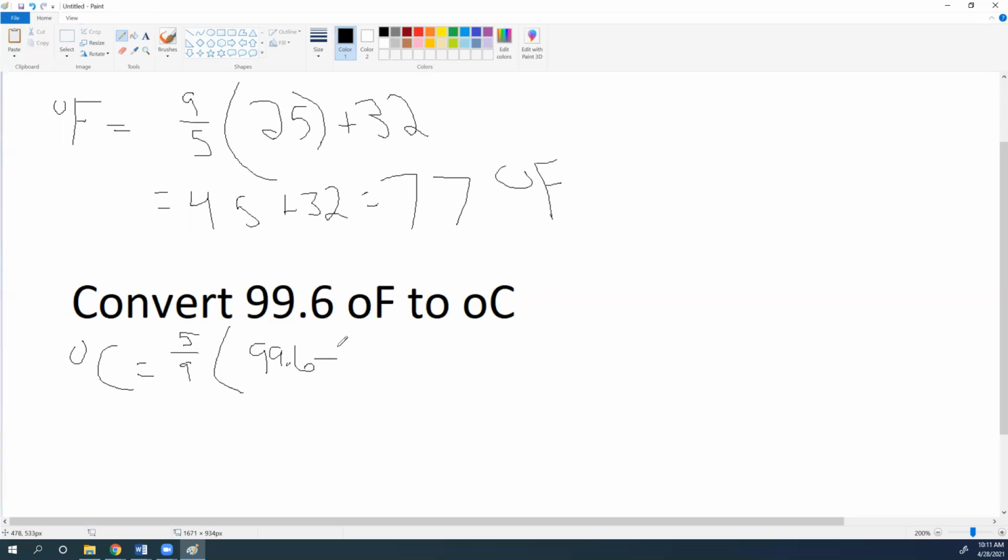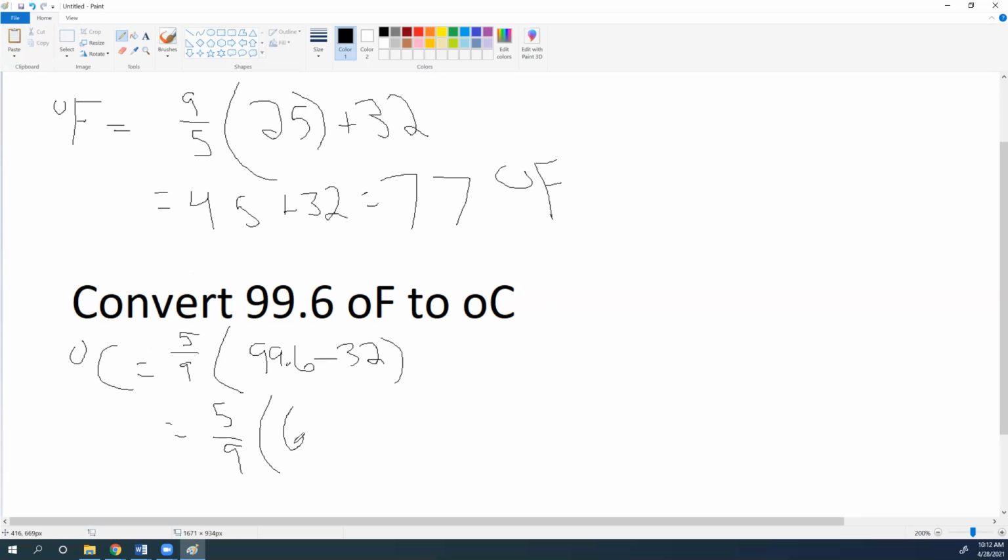times 99.6 minus 32. I need to do my parentheses first, order of operations. So this would simplify down into 5/9 times what is inside the parentheses. That equals 67.6. No, 68, because I care about decimals.